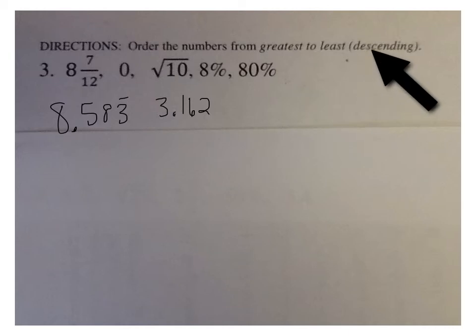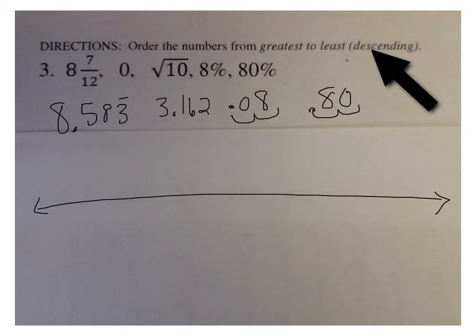And then 8%, remember 8%, we're going to Dr. Pepper it, so we're going to move it over 2 spaces to the left, fill it in with a 0 to give me 0 and 800ths. And then for 80%, do the same thing. So that's going to be 8/10. So go ahead and draw your number line.